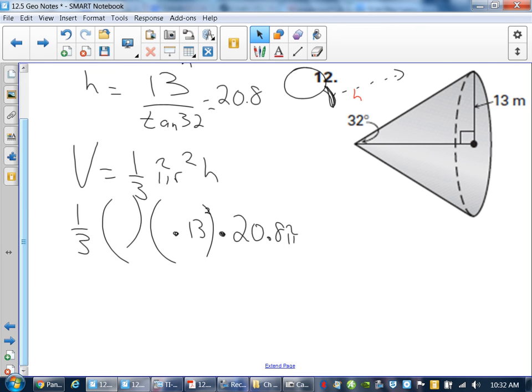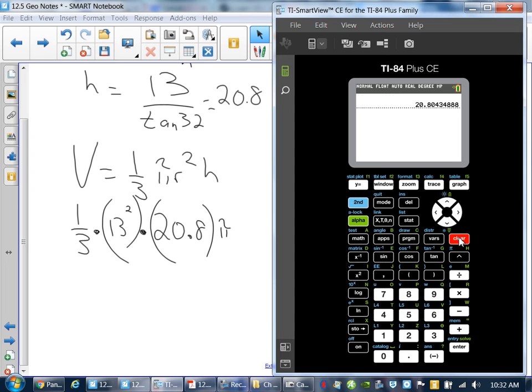And you can throw parentheses around these if you'd like. Wait, can you? What's that? 20.8? Yes. Wait. Because at first I was so confused. I'm messing with you.